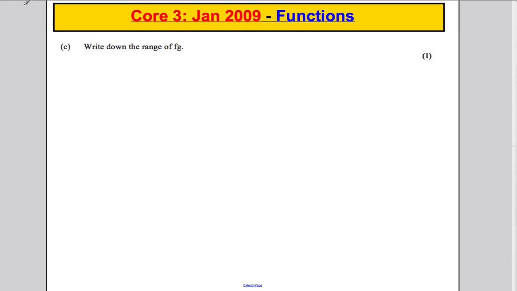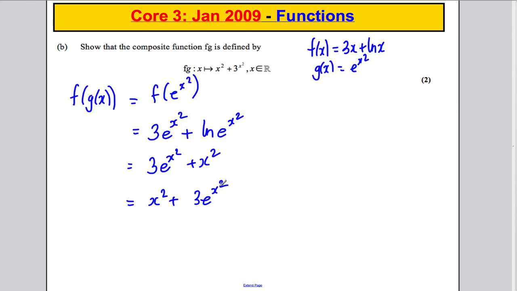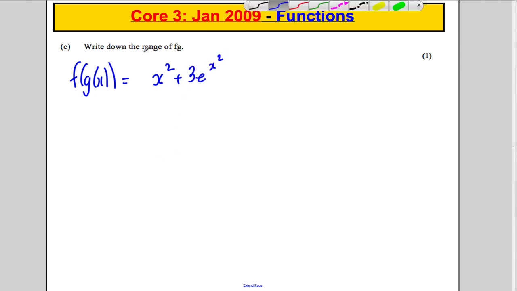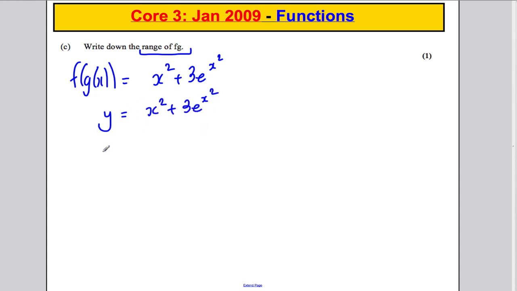Part C, the range of fg. We've got fg here. fg of x is equal to x squared plus 3e to the x squared. To get the range of fg, here's our function, y is x squared plus 3e to the x squared. What we're trying to do is find what values y can take.